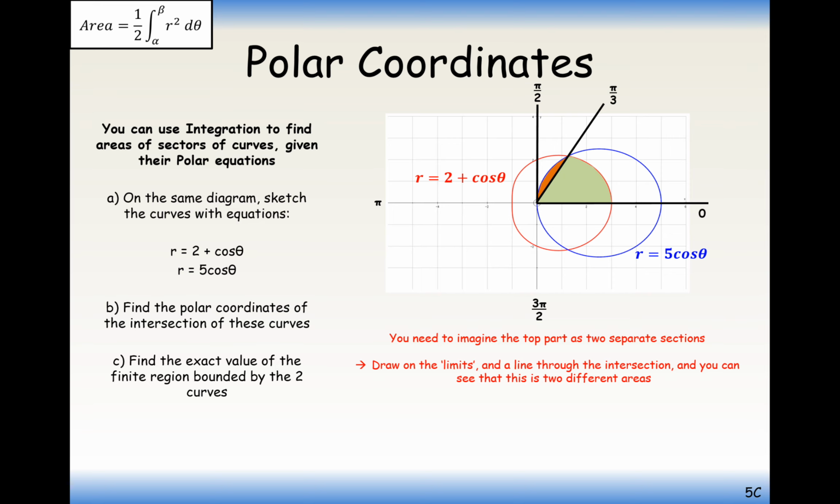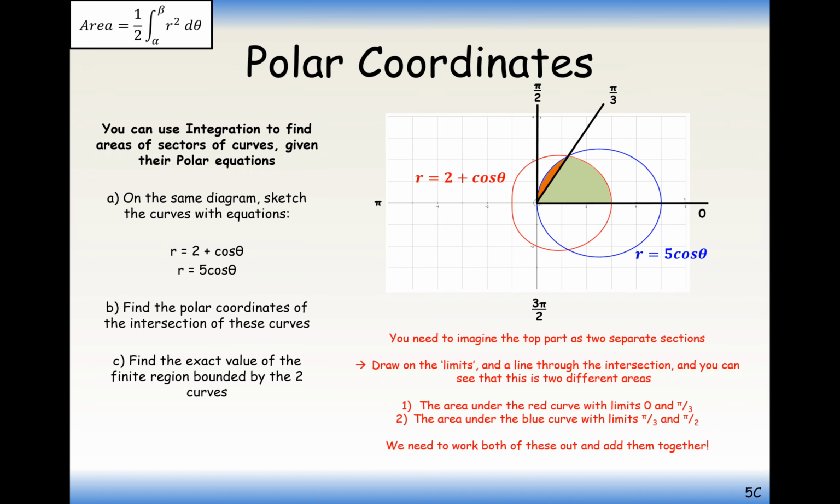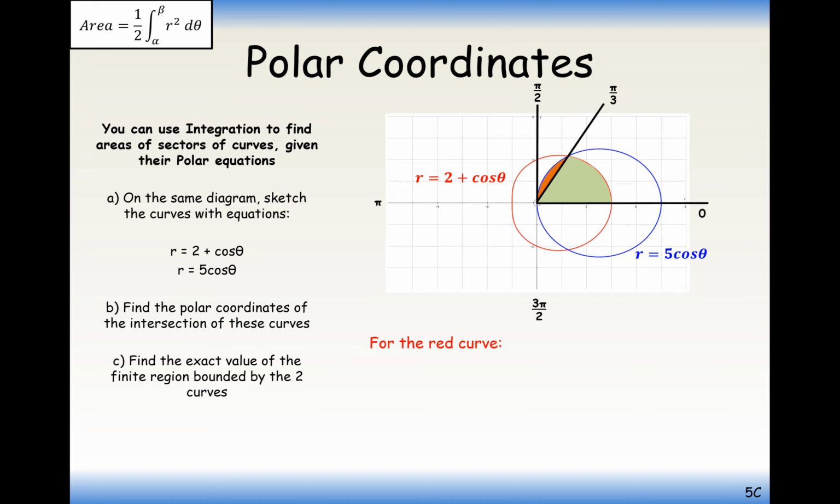So the first thing we'll do is we'll work out the green area, the area in between the limit of 0 to pi by 3, bounded by the red curve, and then secondly we'll work out the area that's been shaded in red, that's in between the limits of pi by 3 to pi by 2, bounded by the blue curve. So we need to do two integrations here, one for the green area, one for the red area. So we need to work out both of these and then add them together. So let's do the red area first.